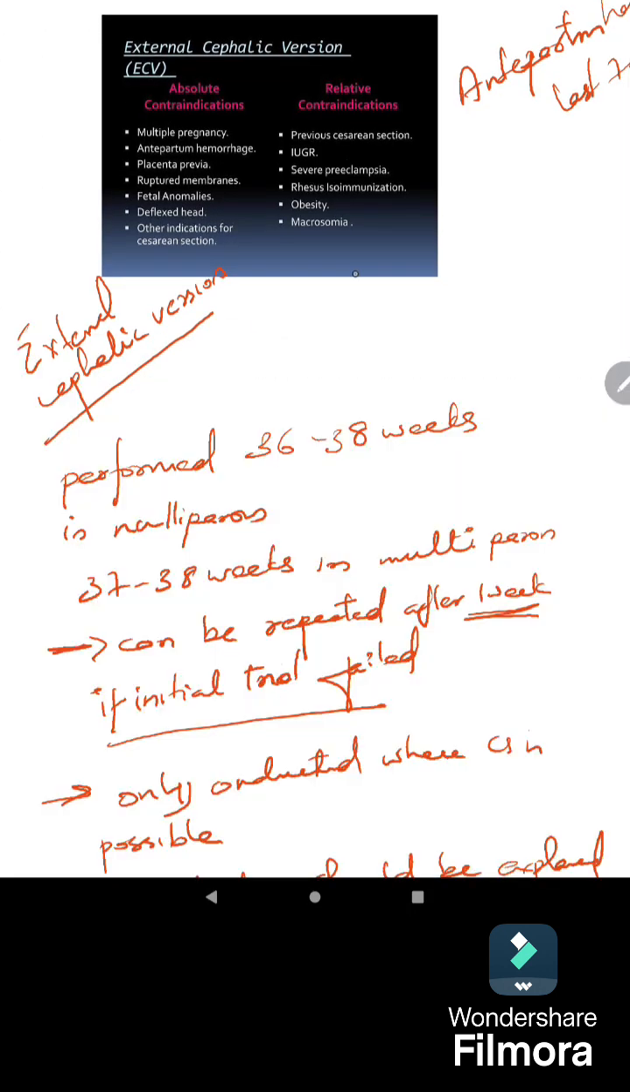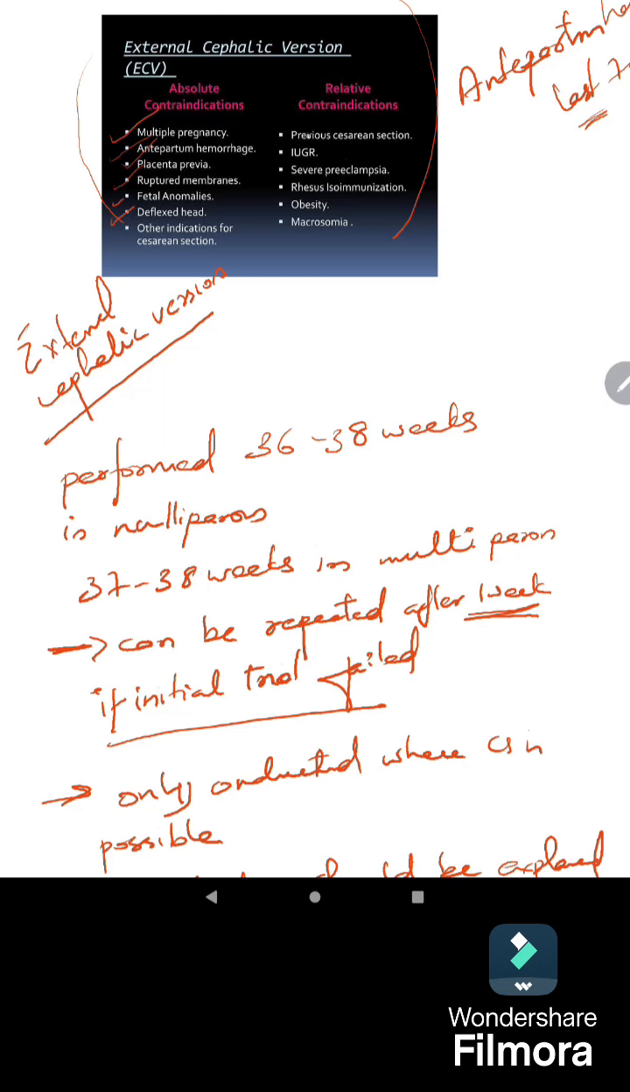As you can see, in absolute contraindications you see multiple pregnancy, antepartum hemorrhage, placenta previa, rupture of membranes, fetal anomalies, deflexed head. So if the patient has multiple pregnancy, antepartum hemorrhage, that is, in the last 7 days there is bleeding PV or something like that, placenta previa, that is the low-lying placenta which you have seen in this question, ruptured membranes, fetal anomalies, deflexed head, and other indications for cesarean section. So in this case, it is absolutely contraindicated.